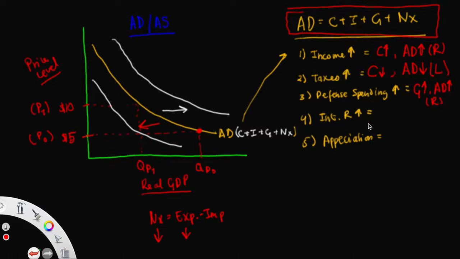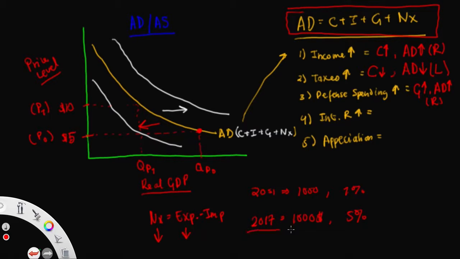So let's say you borrowed $1,000, okay? Let's say your interest rate was 1% at that time. So in 2001, if you borrowed $1,000, your interest rate was 1%. Now in 2017, if you borrow $1,000, then your interest rate is 5%.